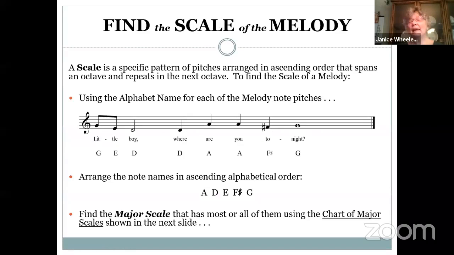So now that we know what the names of all of our notes are, the alphabet names, we can find a scale that includes all or most of them. A scale is a specific pattern of pitches that are arranged in ascending order that spans an octave and repeats in the next octave. So we're going to take those letter names and arrange them in alphabetical order. And I've done that for you there. And then we're going to find the major scale that has most or all of them using the chart of major scales that we'll see in the next slide.